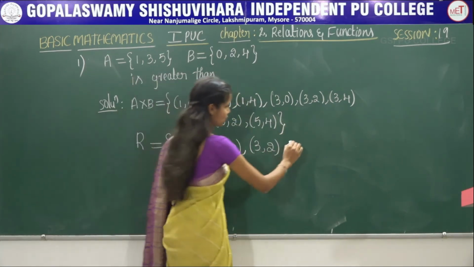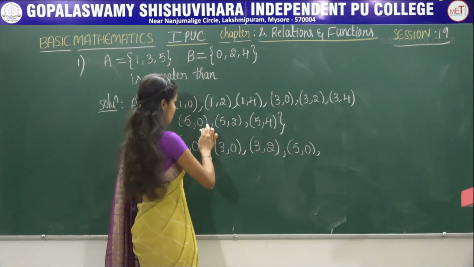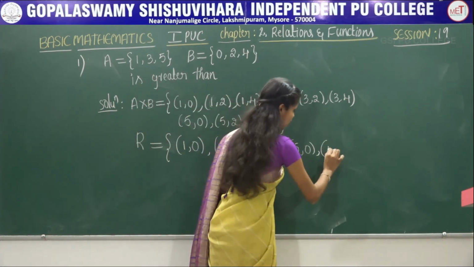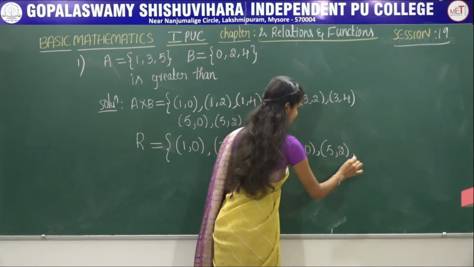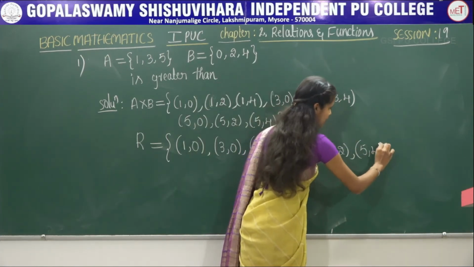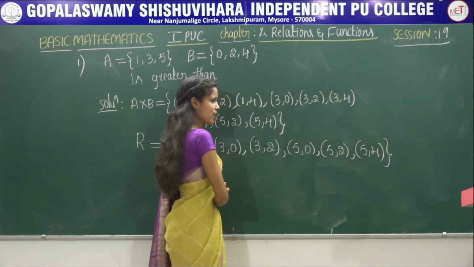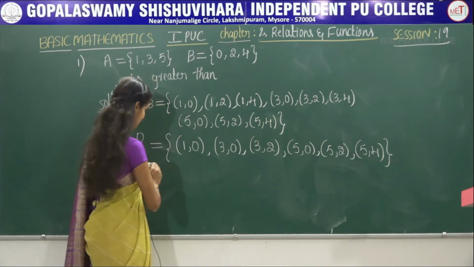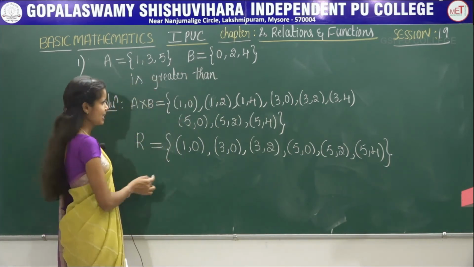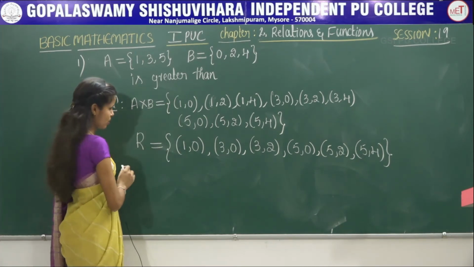5 is greater than 0, true, therefore ordered pair 5, 0 is an element. Next, 5 is greater than 2, true, therefore it is also an element. 5 is greater than 4, true, therefore ordered pair 5, 4 is also an element. So this is the given relation. This is also a relation in description method. So this is in roster form.